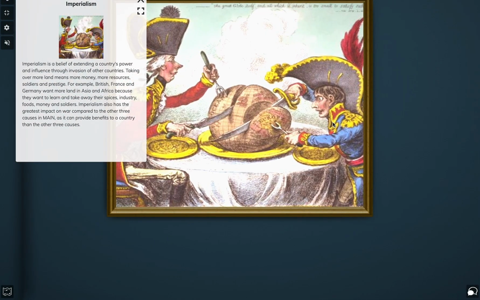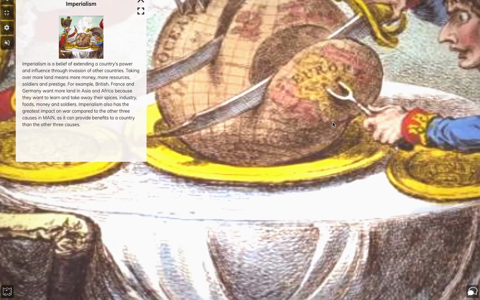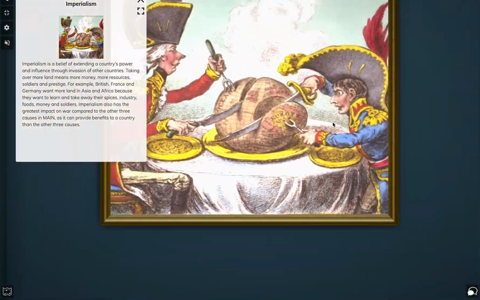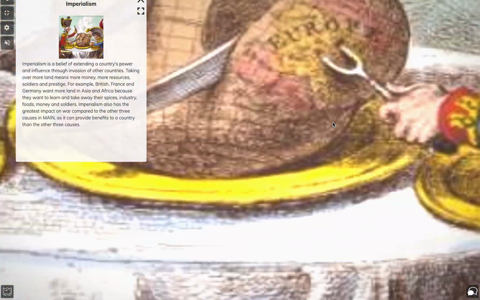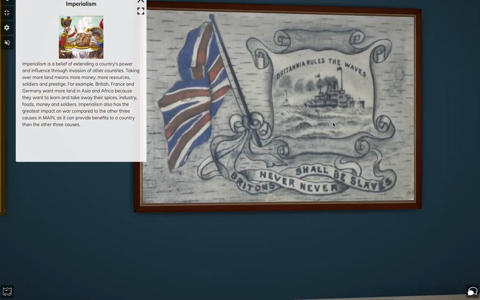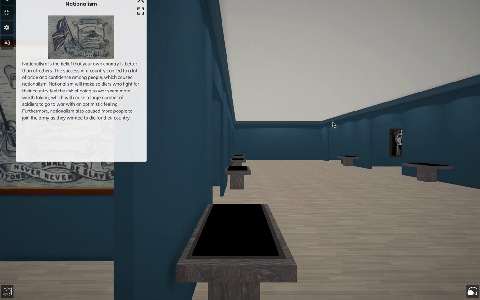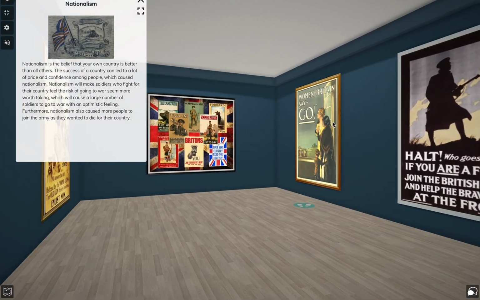This picture is about imperialism. Imperialism is a belief of extending a country's power and influence through invasion of other countries. Like in this picture, two of the countries are separating these lands of the earth, near the planet. This is nationalism. Nationalism is the belief that your own country is better than all others.